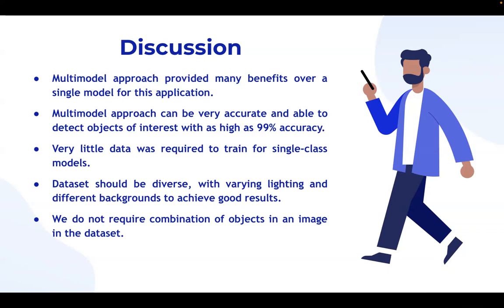The data set should be diverse, consisting of various lightings and times, different cameras, genders, and all these to achieve very good results. We do not require combinations of objects in an image in the data set, which we differentiated between experiment 1 and experiment 2.